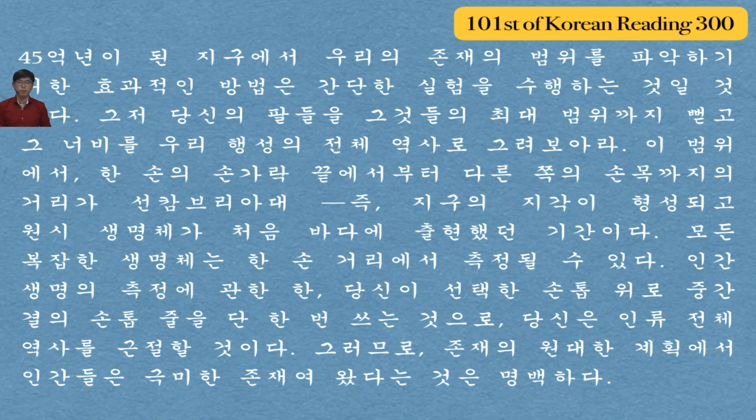All right, we're going to go over the whole paragraph. Are you ready? Here we go. 45억 년이 된 지구에서 우리의 존재의 범위를 파악하기 위한 효과적인 방법은 간단한 실험을 수행하는 것일 것이다. 그저 당신의 팔들을 그것들의 최대 범위까지 뻗고 그 너비를 우리 행성의 전체의 역사로 그려보아라. 이 범위에서 한 손의 손가락 끝에서부터 다른 쪽의 손목까지의 거리가 선 캄브리아대, 즉 지구의 지각이 형성되고 원시 생명체가 처음 바다에 출현했던 기간이다. 모든 복잡한 생명체는 한 손 거리에서 측정될 수 있다. 인간 생명의 측정에 관한 한 당신이 선택한 손톱 위로 중간결의 손톱줄을 단 한 번 쓰는 것으로 당신은 인류 전체 역사를 근절할 것이다. 그러므로 존재의 원대한 계획에서 인간들은 극미한 존재여 왔다는 것은 명백하다.